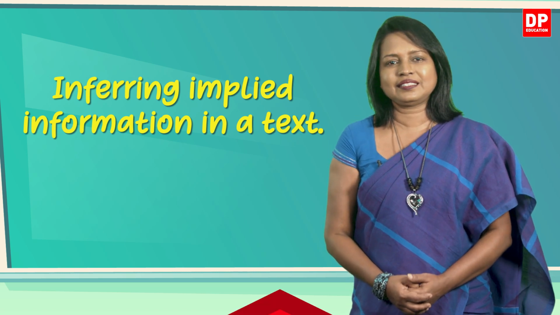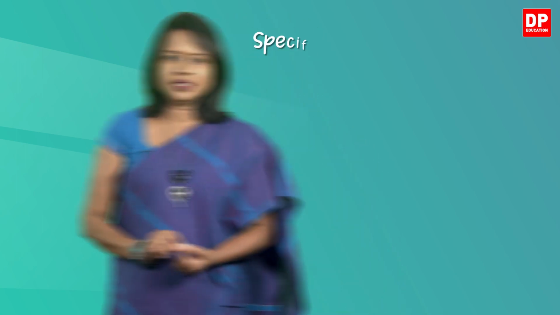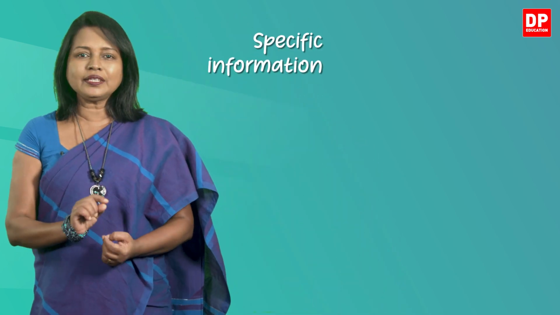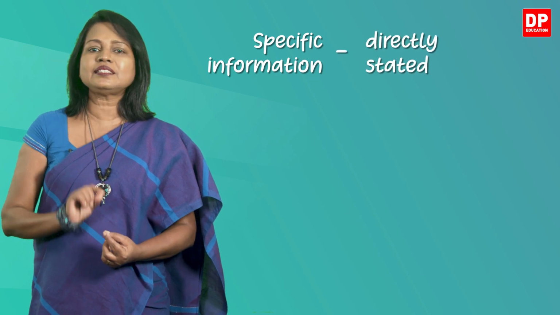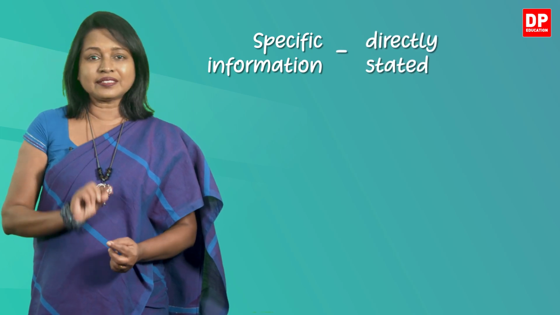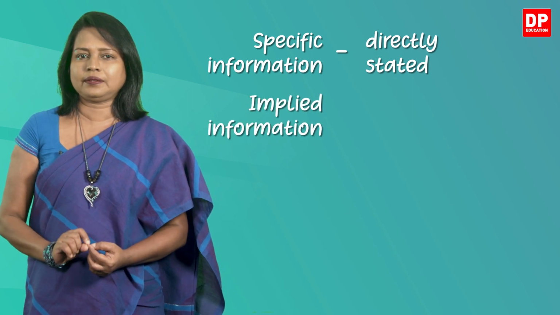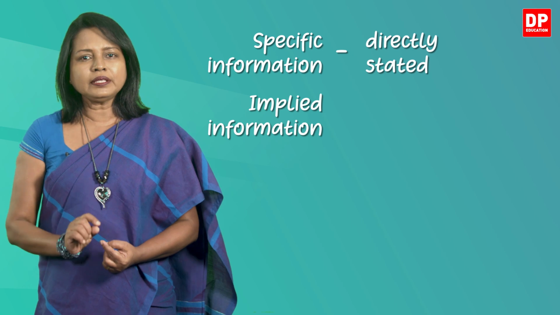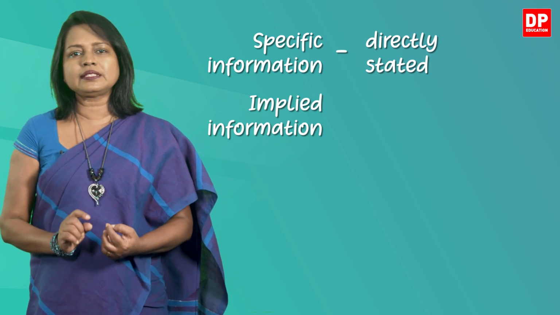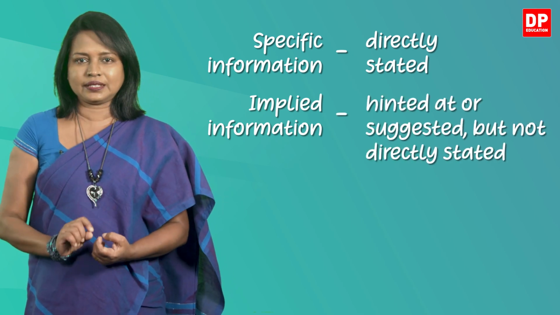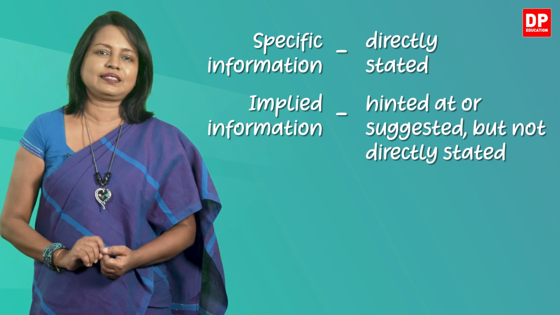Let's start the lesson. Children, in our earlier lessons, we have learned how to read for specific information. When you are reading for specific information, you move your eyes quickly to locate directly stated information. But in real life, sometimes you have to identify implied information. Now, implied information is something that is hinted at or suggested, but not directly stated.